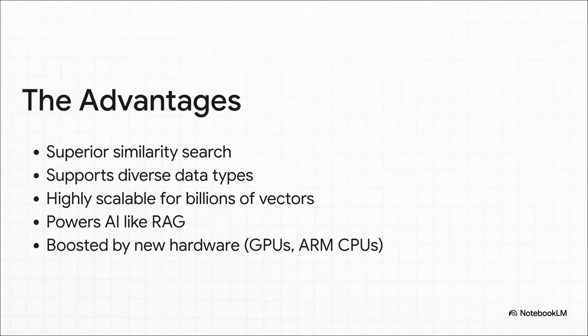So the upsides, they're really powerful. At its core, you get this amazing similarity search across literally any data type you can think of. These systems are also built to scale so they can handle billions of items without even breaking a sweat. And of course, they're the engine for next-gen AI like RAG. What's even better is that new hardware like GPUs is making them faster and more efficient every single day.